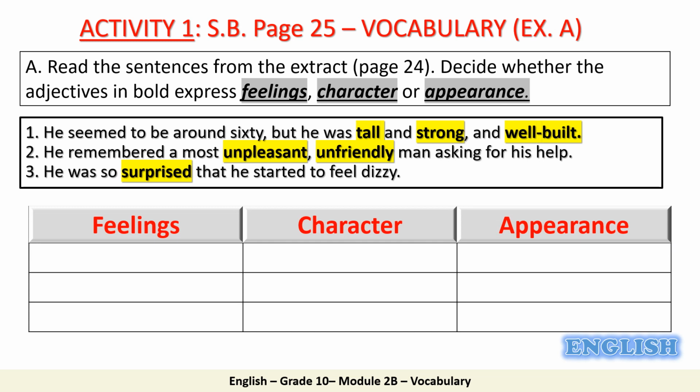1. He seemed to be around 60, but he was tall and strong and well built. 2. He remembered a most unpleasant, unfriendly man asking for his help. 3. He was so surprised that he started to feel dizzy. So as you can see, in these three sentences, we have 6 adjectives describing either feelings, character, or appearance.